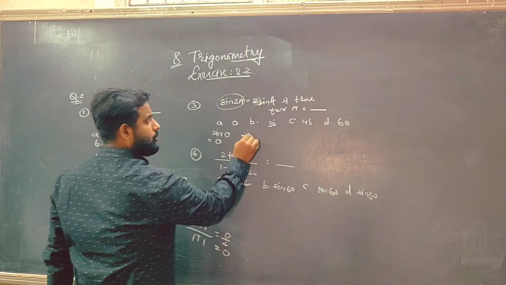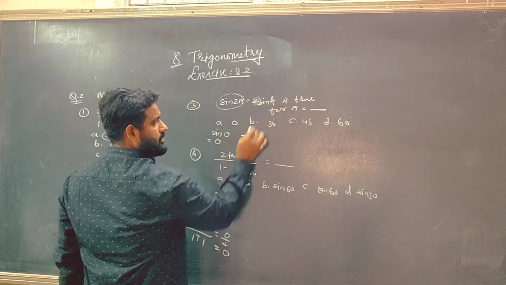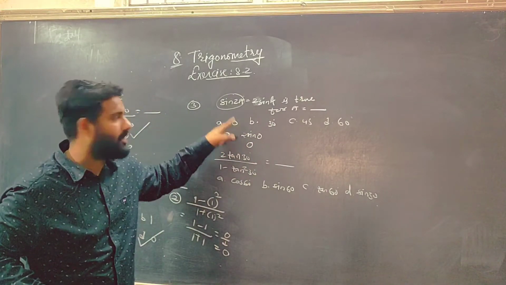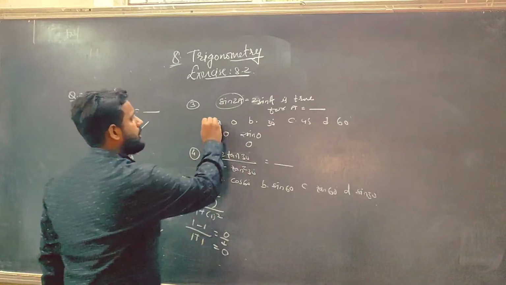So here, 2 into sin 0 in the RHS. Sin 0 is 0, 0 into 2 is 0. See, by putting this first value only, you are getting LHS equal to RHS. So this must be your correct answer.